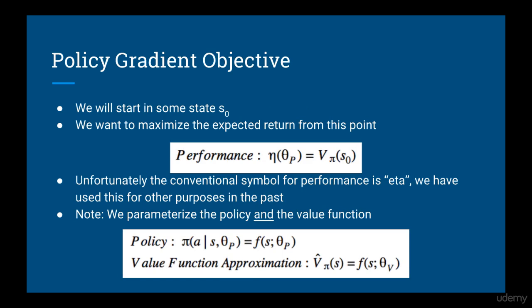Consider that we start in some start state S0. As you know, we want to maximize the total return of the entire episode, which is v of S0. Also remember that the value function v is also dependent on the policy pi, so we can explicitly show that by subscripting v with pi. An unfortunate convention is that the letter eta is used for the policy objective, since we've used it for other purposes in past courses. Just remember that eta in this course means policy objective, which we usually call the performance.